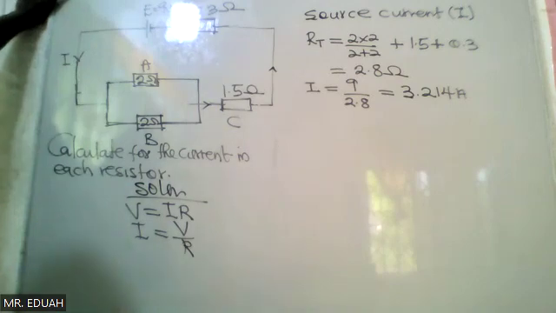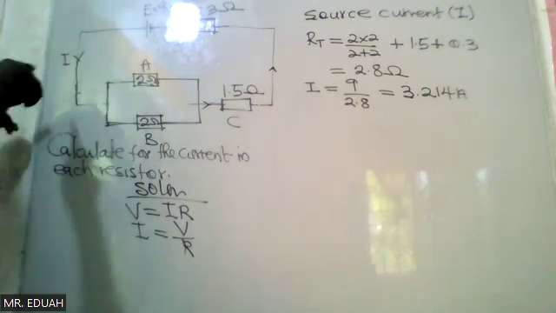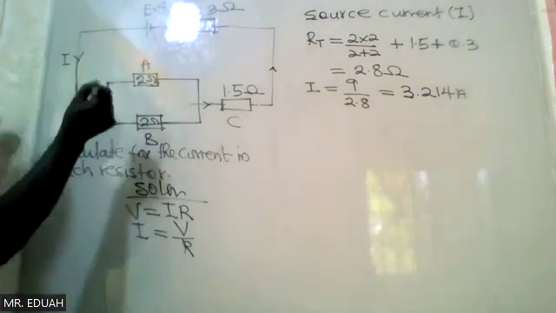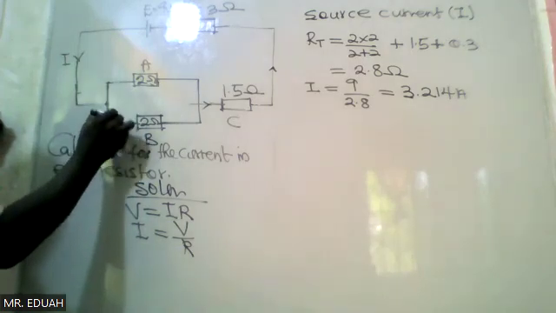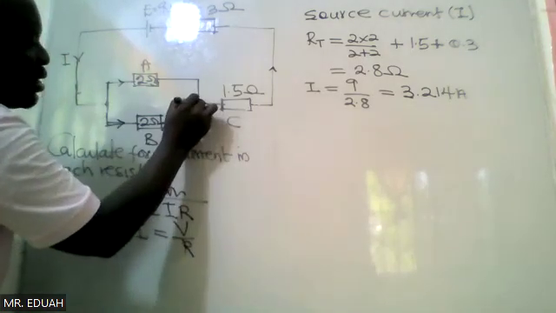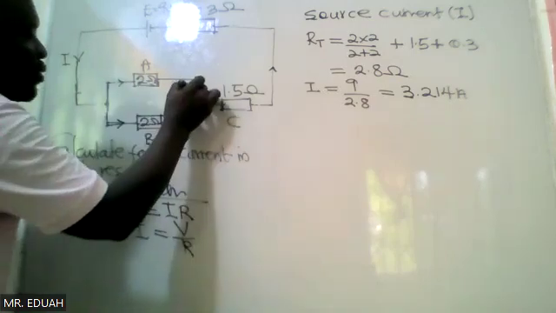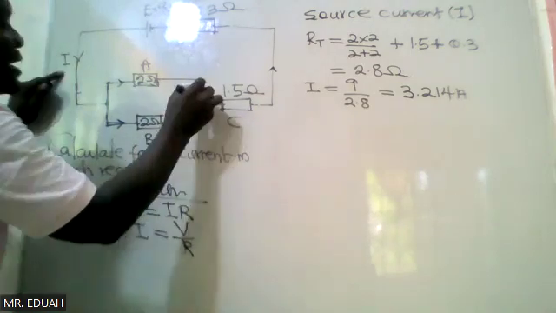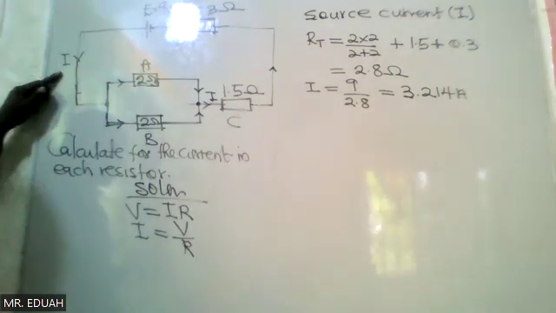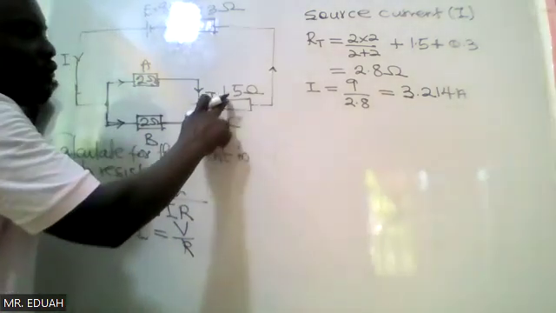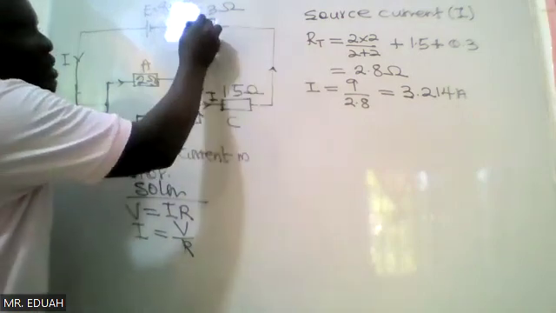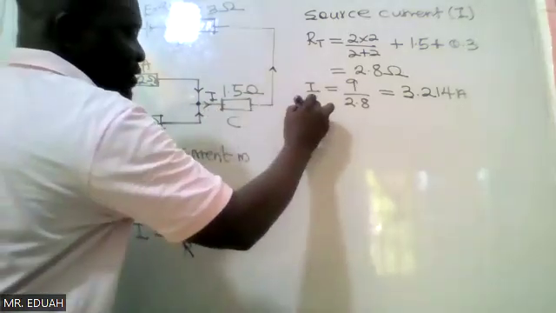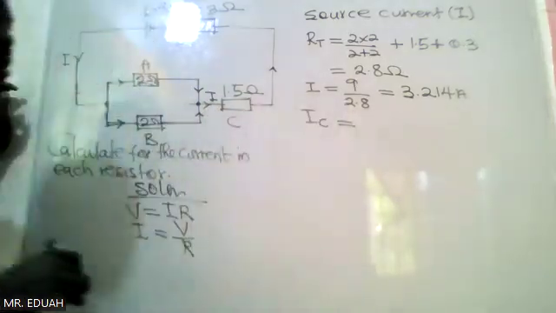So once we have the current, it means that the current starts from the positive. When it gets here, it breaks into two. When it gets here, it will rejoin. Don't forget, this one will come here, then this one will also come here. By the time it comes here, it is the same I. So it means the source current will flow through the 1.5. The source current would also flow through the internal resistance. So straight away, we can find the current IC flowing through the resistor C.